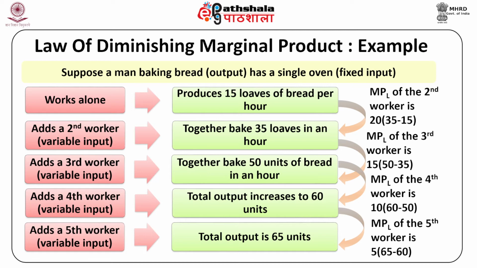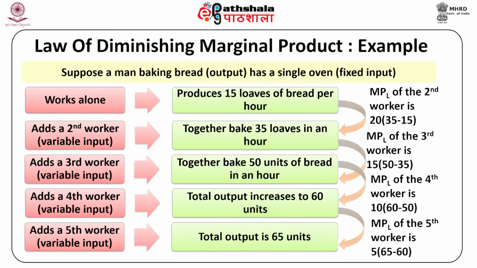Consider the following example demonstrating this principle. A man baking bread, output, has a single oven, fixed input. Working alone, he is able to produce 15 loaves of bread per hour. He adds a second worker, variable input, and together they bake 35 loaves in an hour. Hence, the MPL of the second worker is 20 units of bread per hour. When he adds the third worker, it results in 50 units of bread in an hour. So, the MPL is 15 additional units per hour. Therefore, after the second worker, the MPL of an additional man begins to decline.